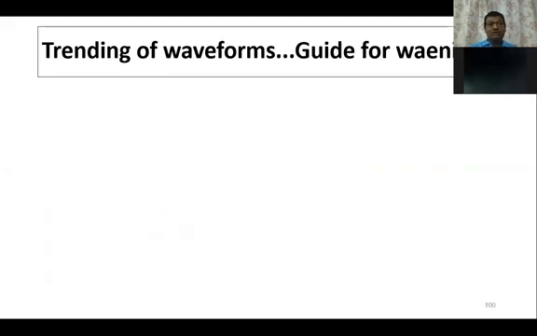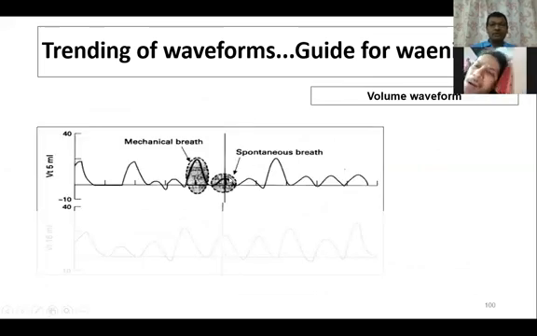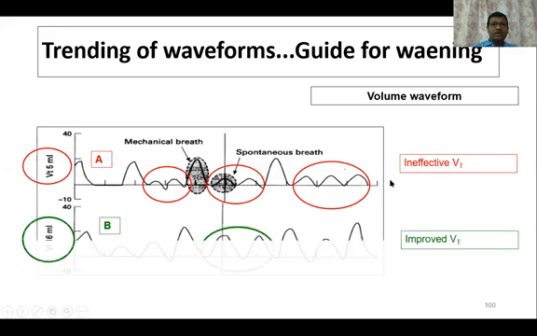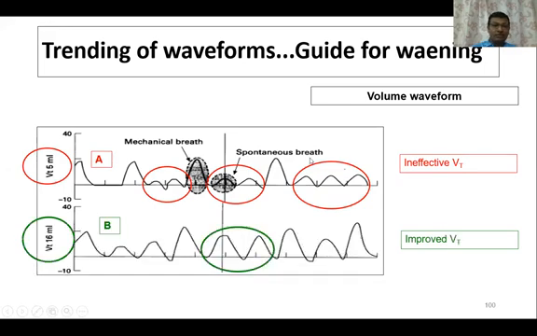So this is my last slide, just to sensitize you how trending of waveforms will help guide weaning. Now look at this volume waveform where you have mechanical breaths followed by spontaneous breaths. And if you see here, the spontaneous breaths in between the mechanical breaths have an ineffective tidal volume. And if you look at the volume waveform of the same baby at an interval, you can see the spontaneous breaths have a good tidal volume, and possibly this baby is ready to wean. So trending of waveforms can help you to decide about weaning of the babies.